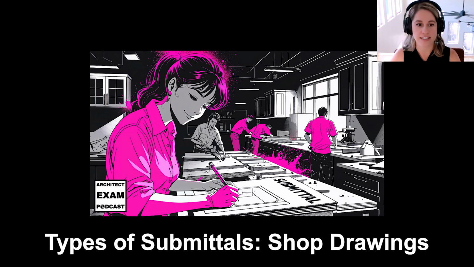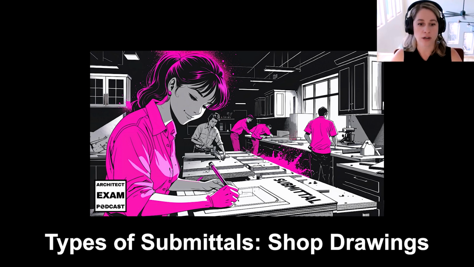The first example is shop drawings. Shop drawings are detailed drawings showing exactly how something will be built or assembled. They usually come from manufacturers or fabricators who take the architect's design and design intent, and then they fill in the specifics of how their product or item will actually make that design happen and how it will all come together.